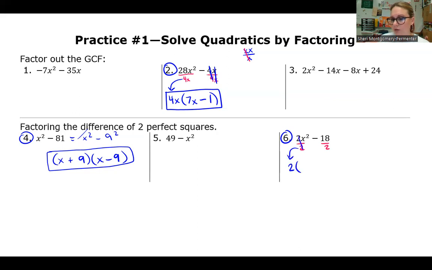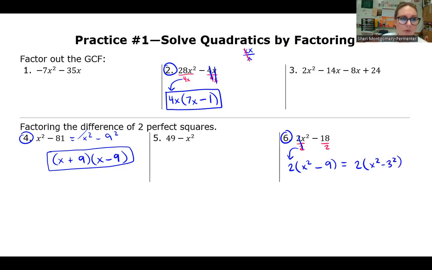2 divided by 2 is 1, so we just have an x squared. What's 18 divided by 2? 9. Is 9 a perfect square? Yes. It's the same thing as what squared? Yep. So we have x squared minus 3 squared.